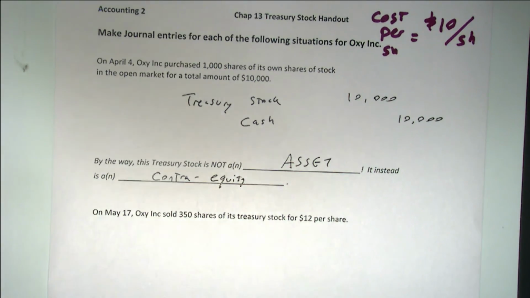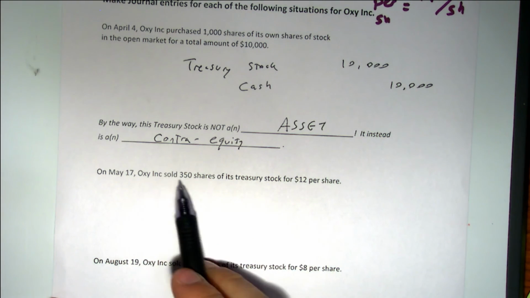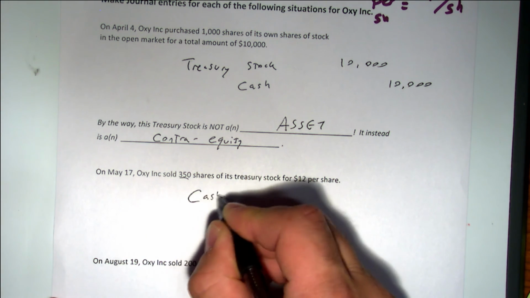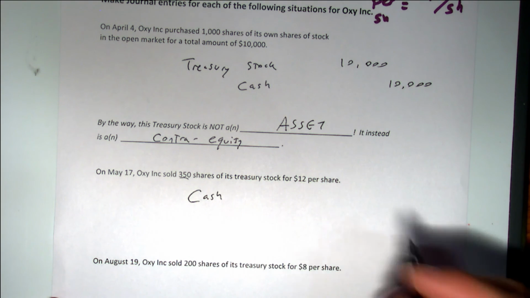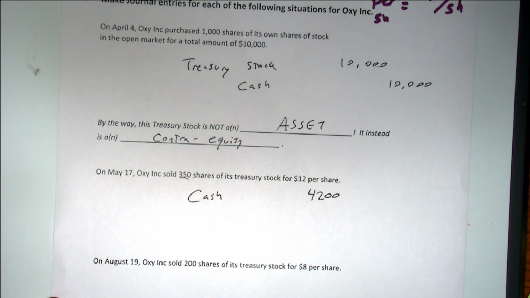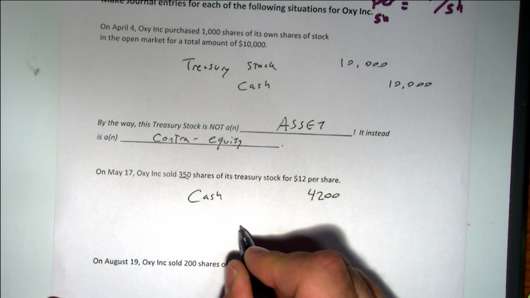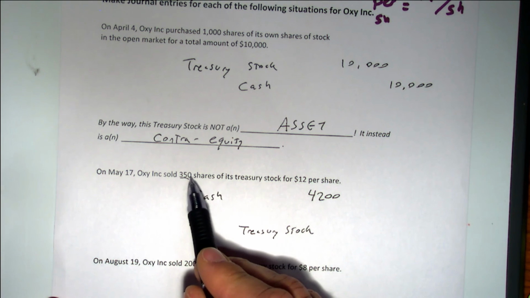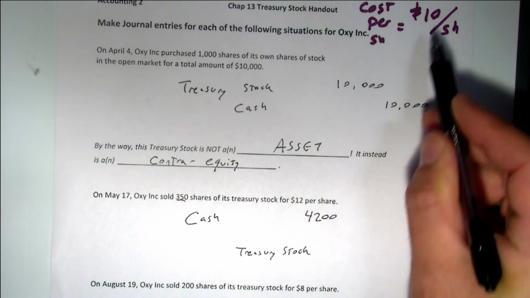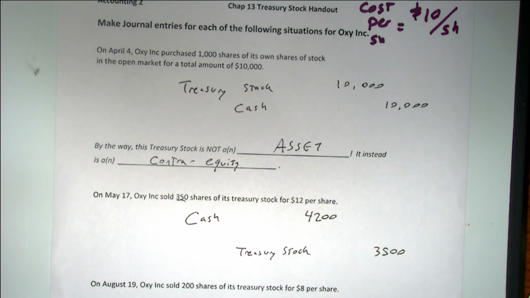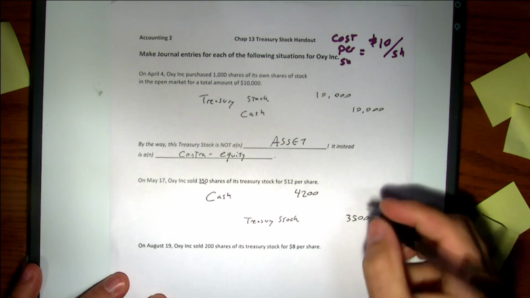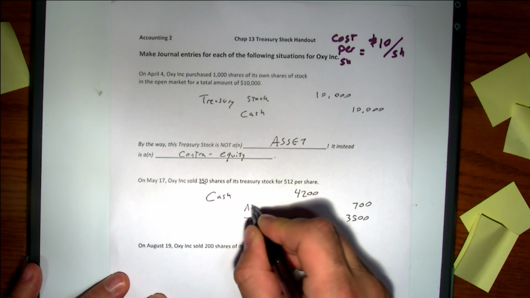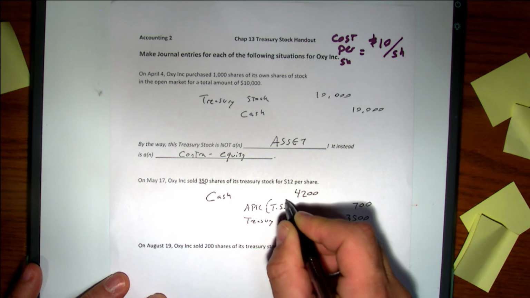All right. Okay. On May 17th, Oxy sold 350 shares of its Treasury stock for $12 per share. Well, how much cash came in? 4,200. 350 times 12, which is what? 4,200. Okay. We are going to credit Treasury stock for the number of shares sold, 350 times that cost of $10, right? So that is $3,500, is that correct? Is that right? So what do we credit for $700? Additional paid in capital Treasury stock. I'm abbreviating a little bit.